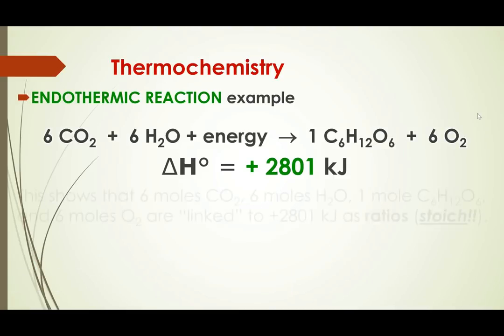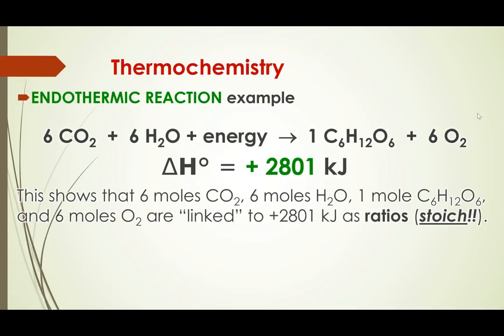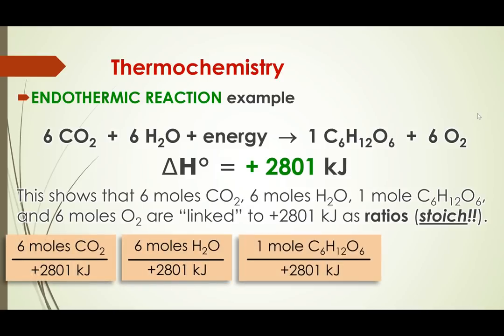On the flip side, the last thing we want to think about with these endothermic reactions or any exothermic reactions is that the number, 2,801 kilojoules, is telling us that we can relate that 2,801 to any one of the other participants in the reaction. This gives us a link between the carbon dioxide, the water, the C6H12O6, that's our sugar, and the oxygen.